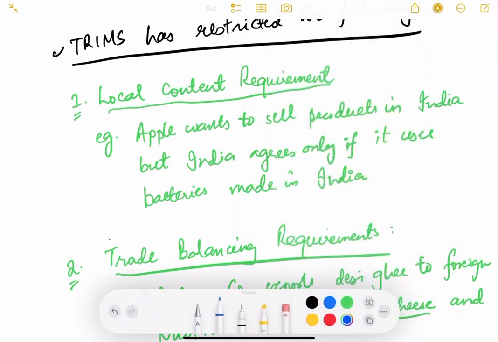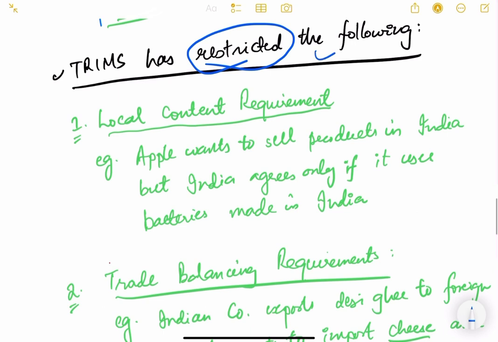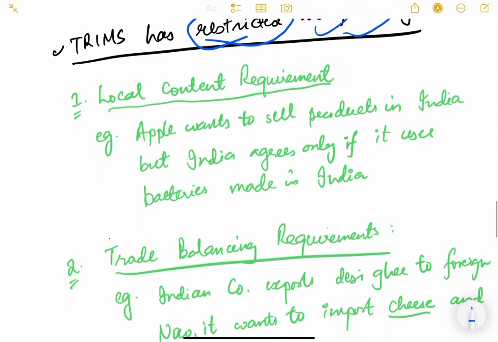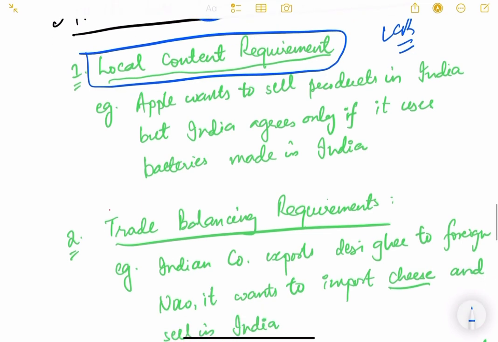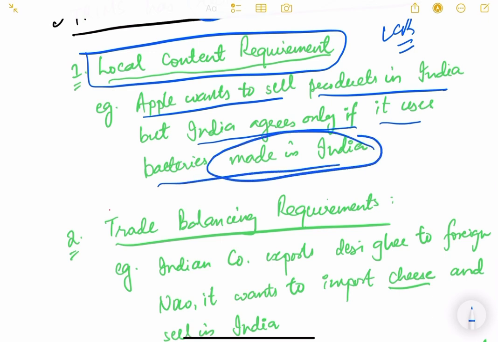So the first thing is TRIMS has restricted the following things. First one is the local content requirement, LCR. Now what is LCR? Example is Apple wants to sell products in India. Basically USA wants to export iPhones in India, but India agrees only if it uses batteries made in India. So India will say that you can sell iPhones in India only if you use batteries made in India. If India says that, then it is actually leading to a restriction on trade. So this is not allowed basically.